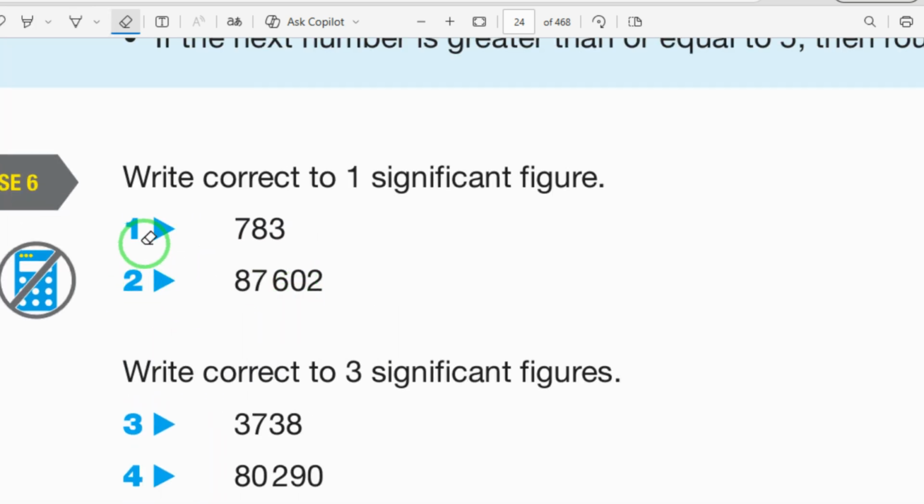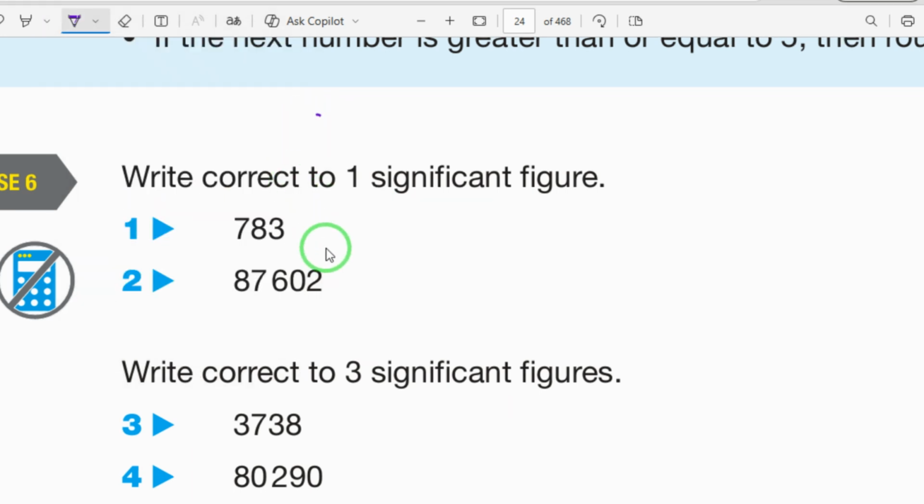Okay, question number 1 says write correct to one significant figure. Counting from left to right, here we have 7. The second significant figure is 8. 8 is larger than 5, so we ignore the 8 and we round up. The 7 becomes 8. The rest of the number is 0. It means 783 is closer to 800, to one significant figure.